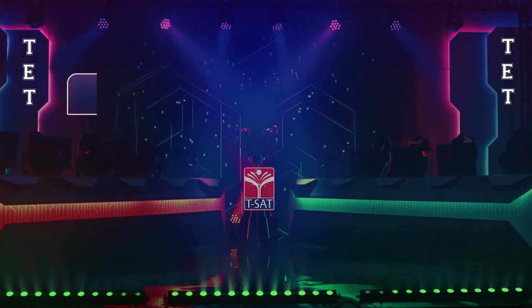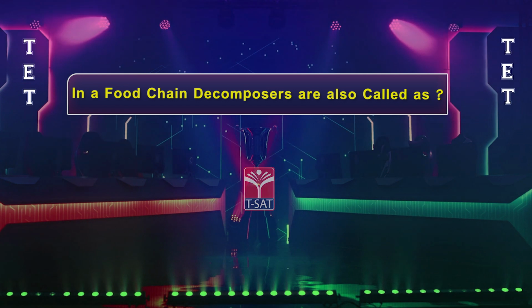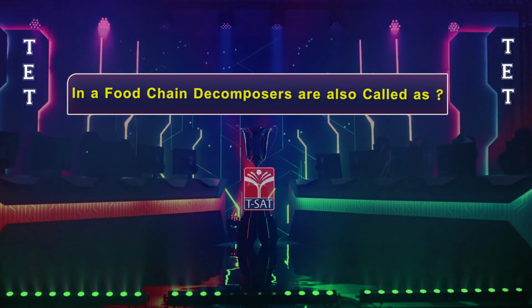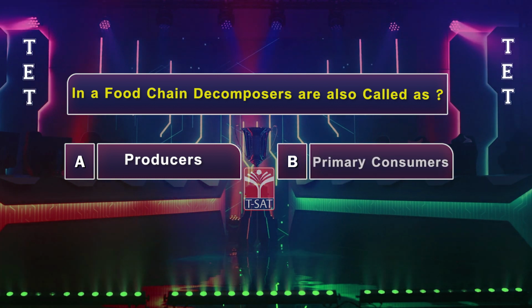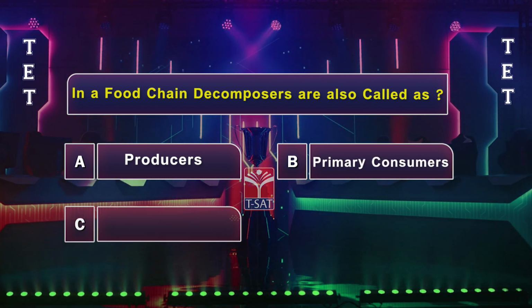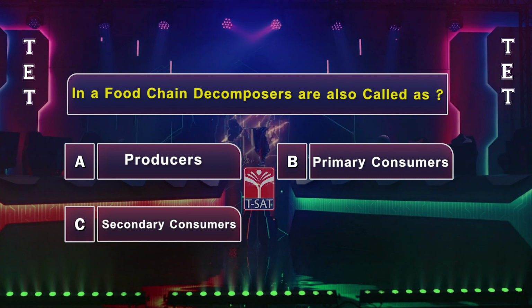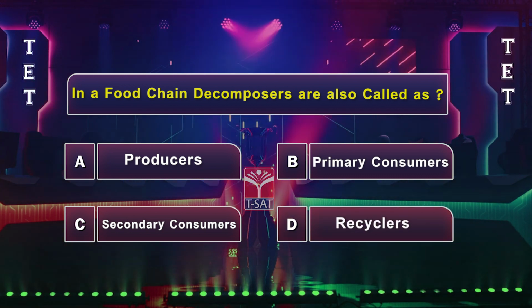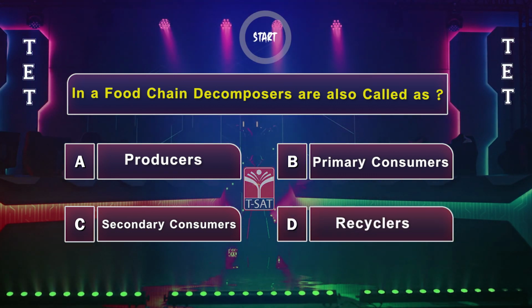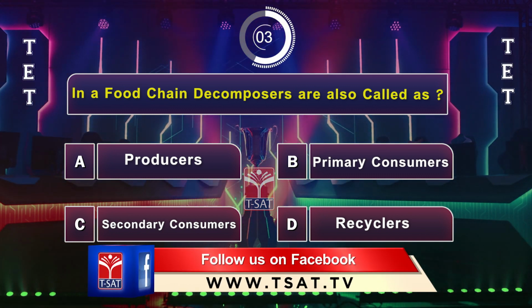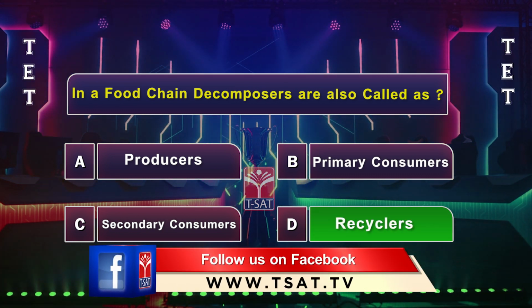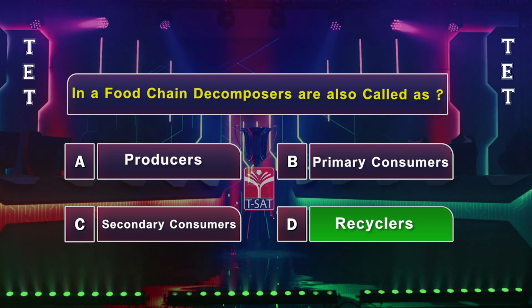16th question. In a food chain, decomposers are also called as option A, producers. Option B, primary consumers. Option C, secondary consumers. Option D, recyclers. Your time starts now. The correct answer is option D, recyclers.